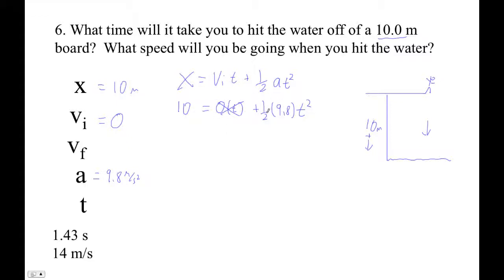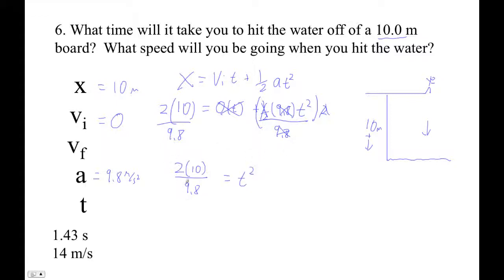Now, to solve this, we got to get rid of the 1/2. So let's multiply both sides by 2. When you do that, the 1/2 goes away and the 2 goes away. And then divide both sides by 9.8. When you do that, this goes away. And now you've got 2 times 10 over 9.8, and that's t squared.